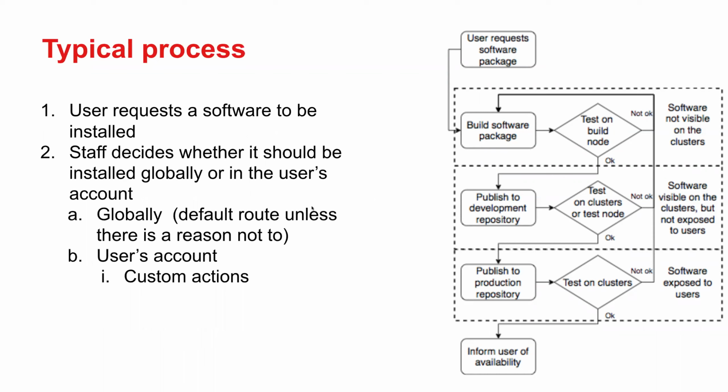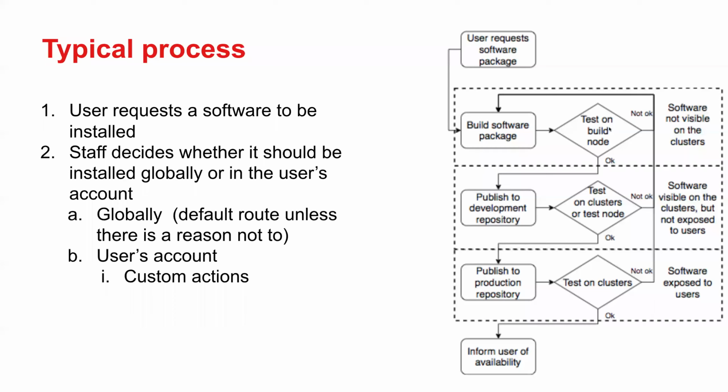The default route is typically globally, because it's often just as hard to install it in one user's account as to install it globally. So we figure we might as well install it globally. When we do that, we have a build node, we build the package, and we test it there. When I say test it, we don't have time to do detailed testing, but there are at least the tests that are automated in EasyBuild, which are sanity tests, either running a basic command or ensuring that some files are there.